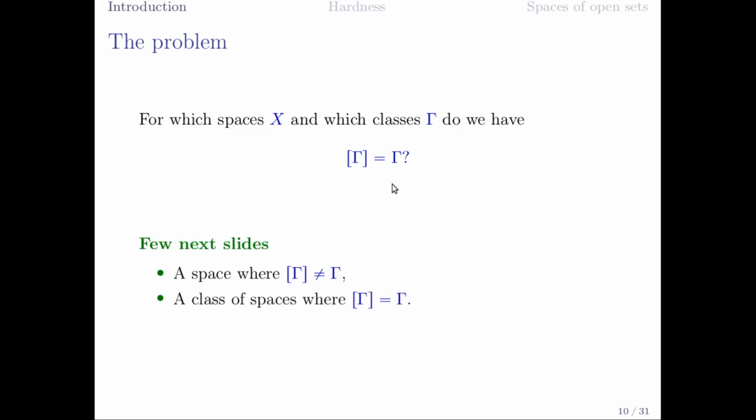So let's first see a space where we do not have equality. We will see next a space where symbolic and topological complexity are different, and then we will see a large class of spaces where we have agreement. And then we will eventually come to the results of this paper after these 2 points. So first, a space with disagreement.